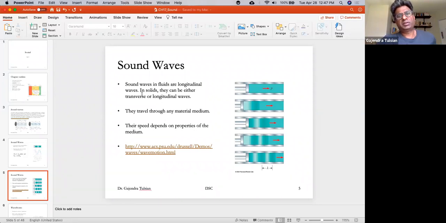Sound waves in fluids are longitudinal waves. In solids, they can be both transverse and longitudinal, as we said. Sound waves will travel through any material medium, and their speed depends on the properties of the medium. So the stiffer the medium, the faster the speed at which they travel.